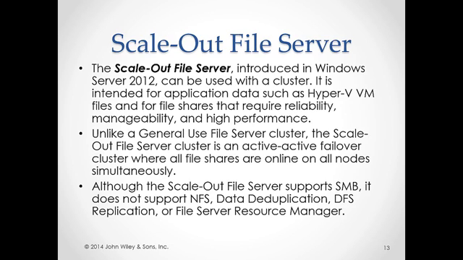Unlike a general use file server cluster, the scale-out file server cluster is an active failover. So it's similar to load balancing, except the loads can fail over a little quicker, where all the file shares are online on all nodes simultaneously. So if one node fails, there is no backup time where the passive becomes active. The passive or the secondary is already active and it's already involved.